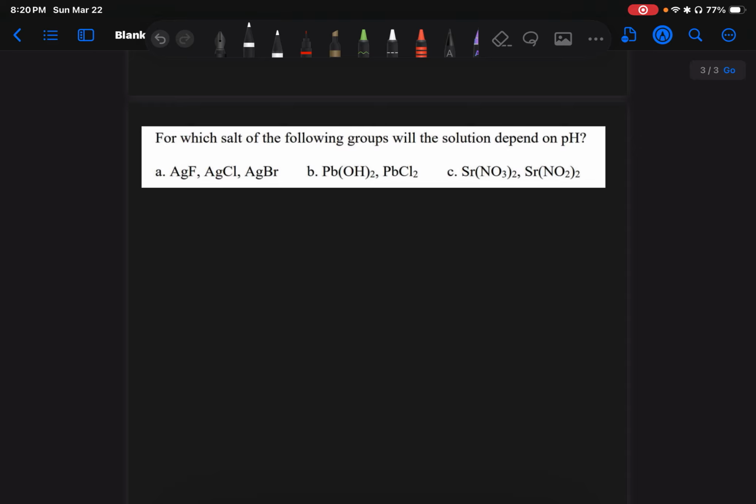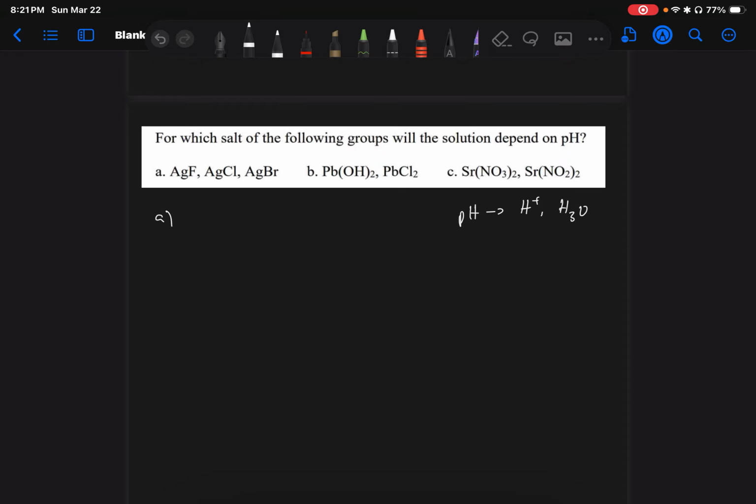For which salt in the following groups will the solubility depend on pH? Okay, let's think here. So pH, that's the H plus, H3O concentration. Well, why did I write it like that? H3O. So the way the solubility will be affected is based on the initial concentration of H plus.